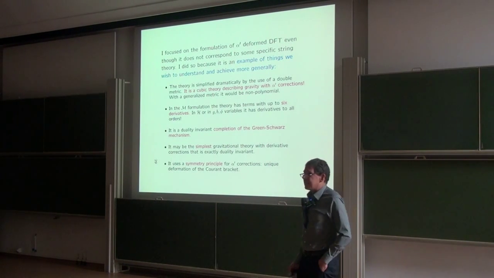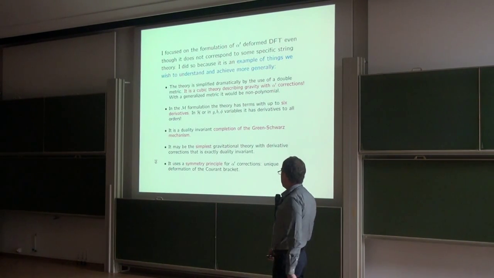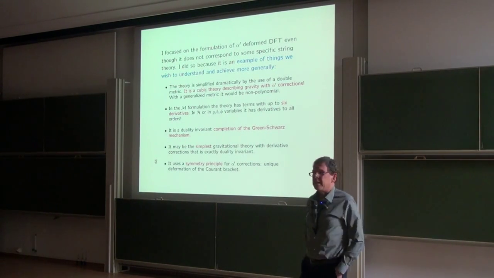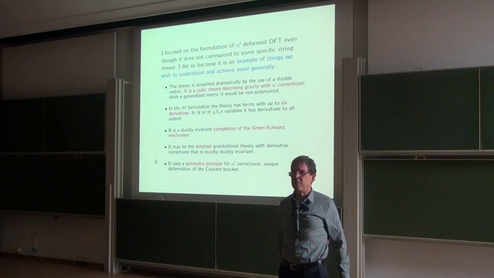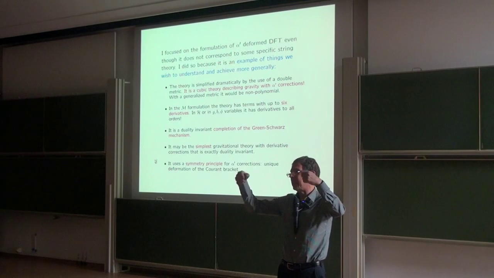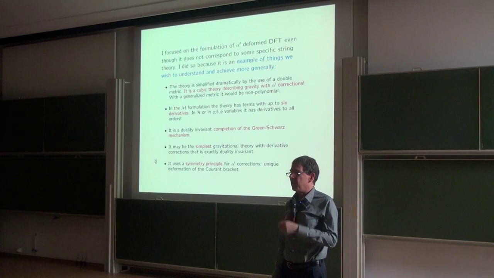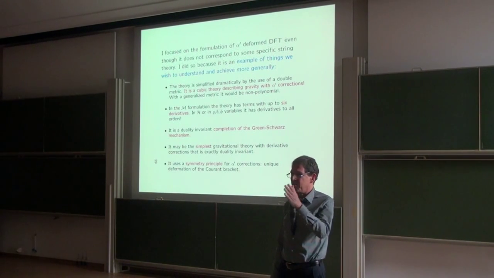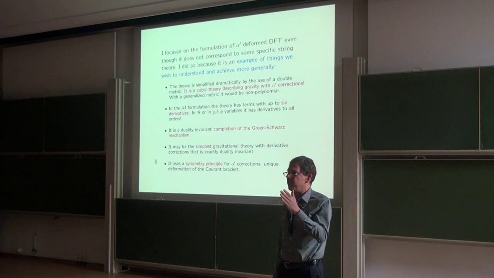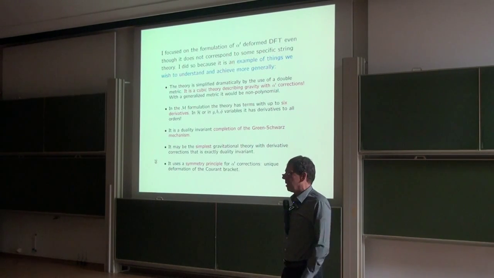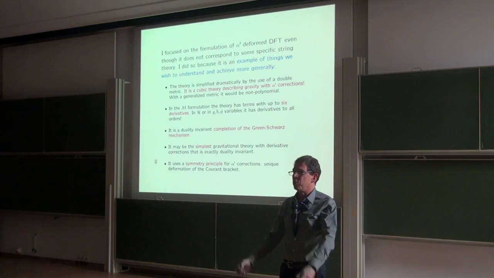What would be its claim to be doing? It's a duality invariant completion of the Green-Schwarz mechanism. Basically, it takes the Green-Schwarz higher derivative corrections and adds all that is needed to make it exactly duality invariant. So this theory is not the bosonic string nor the heterotic string, but it's an exactly duality invariant theory with higher derivative corrections, where the first derivative corrections are the ones of the Green-Schwarz mechanism. And then you add all that is needed to make it duality invariant.